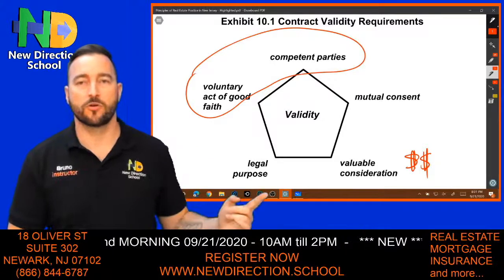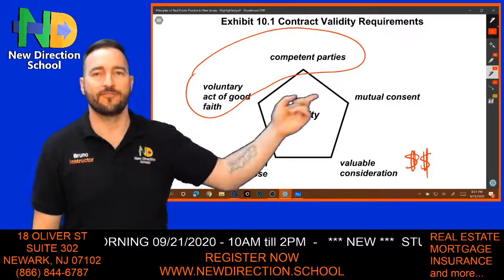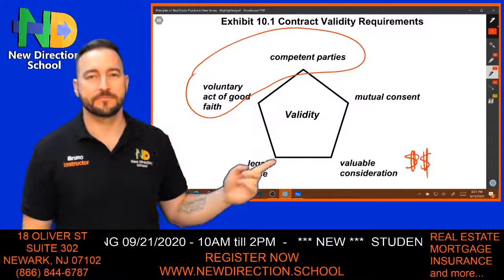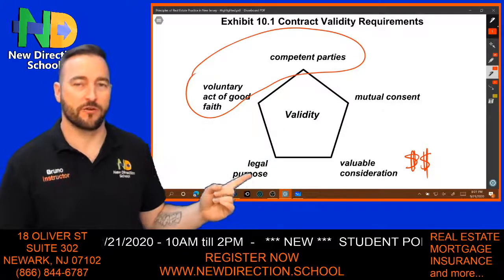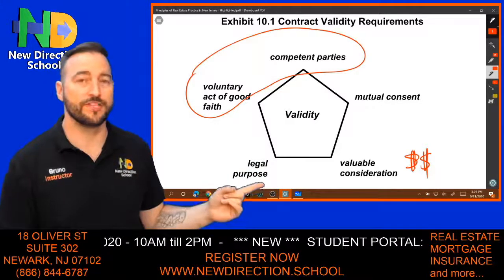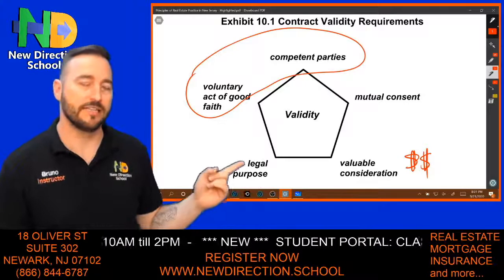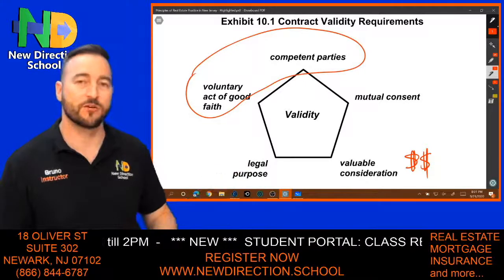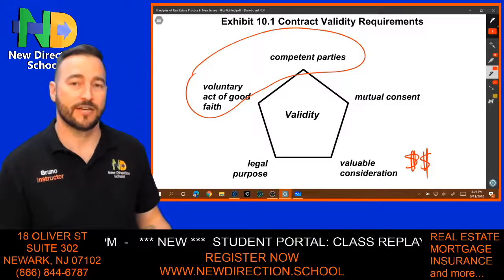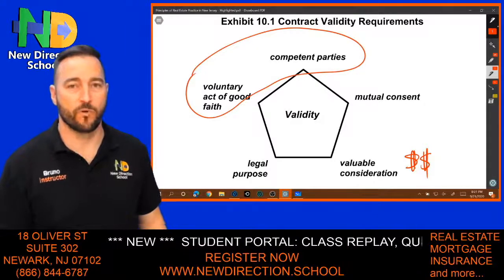And then most important of all, because you can have all of these, but if the purpose or the object of this contract or the reason for this contract is an illegal reason, something that goes against public policy, right? Then the contract is void.